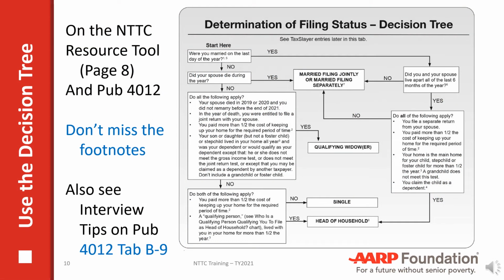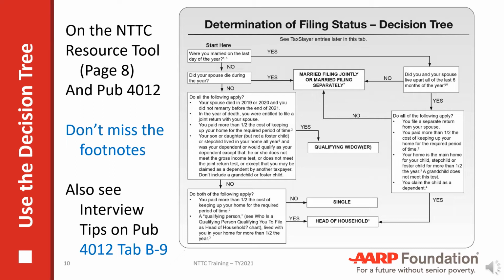This is the decision tree that appears on page 8 of your resource tool that helps you to determine the filing status for a taxpayer. You also can go to publication 4012, tab B as in Brian, B as in Brian 9, and you can essentially do the same thing using the 4012. So you can determine filing status either using the resource tool or the 4012 manual.